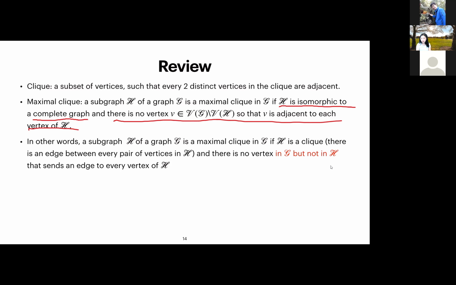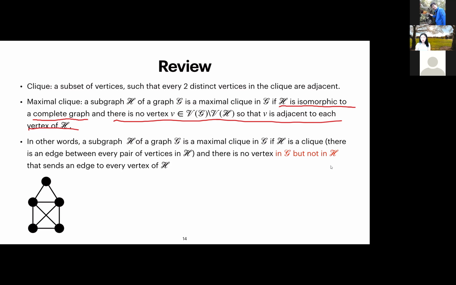So also there is a simple explanation: a subgraph H of a graph G is a maximum clique in G if H is a clique. Basically, there is an edge between every pair of the vertices in H. If H is a clique and there is no vertex in G, but not in H, that sends an edge to every vertex of H. Okay, so this is rather intuitive.